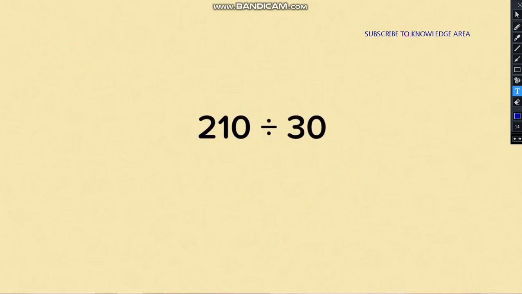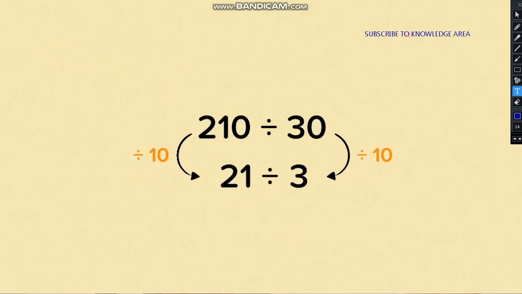Let's look at some different numbers. We need 210 divided by 30. 210 and 30 are both multiples of 10, so we can divide them by 10. This gives 21 divided by 3, which equals 7.